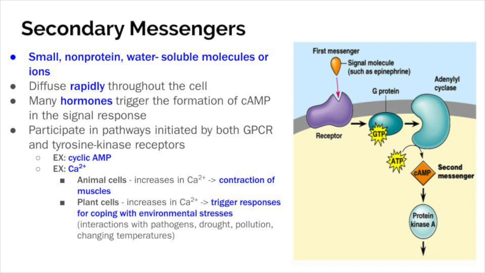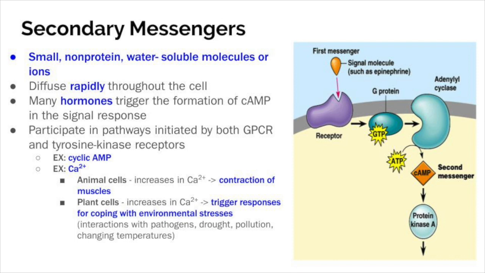Secondary messengers are small, non-protein, water-soluble molecules or ions. They diffuse rapidly throughout the cell. They help to amplify a message that is created by reception, transduction, and response. Many hormones trigger the formation of cAMP, a form of secondary messenger, in a signal response. They participate in pathways initiated by both GPCR and tyrosine kinase receptors. An example of this would be cyclic AMP, which is what I was referring to as cAMP.